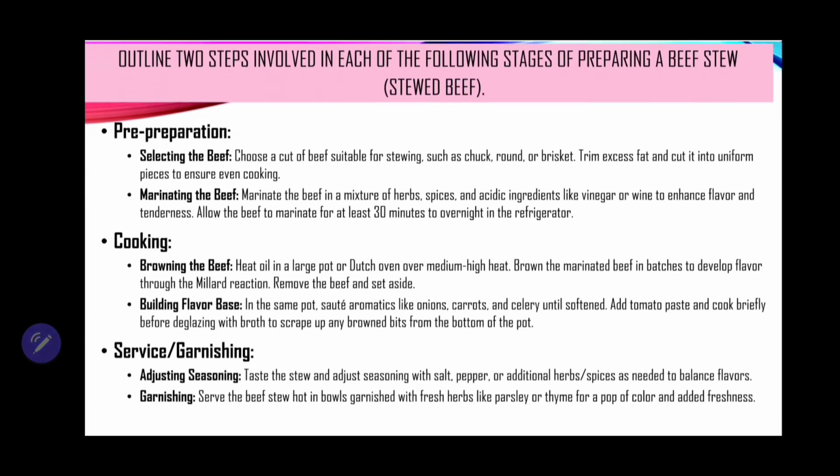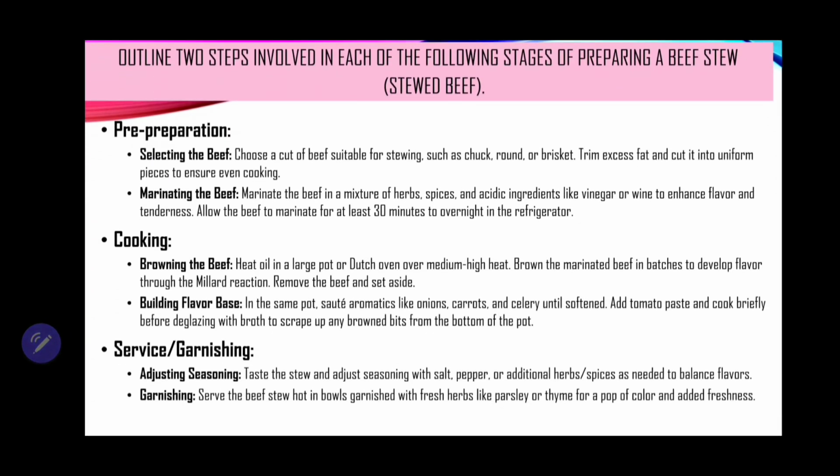Now let's move on to the next part. Outline 2 steps involved in each of the following stages of preparation of stewed beef. Now the first stage is pre-preparation. So what are the things that we can do before we actually start the cooking process, right? So the first pointer that we have here is selecting the beef. Now we have to choose a cut of beef suitable for stewing, such as the chuck, round, or brisket. Trim excess fat and cut into uniform pieces to ensure even cooking.